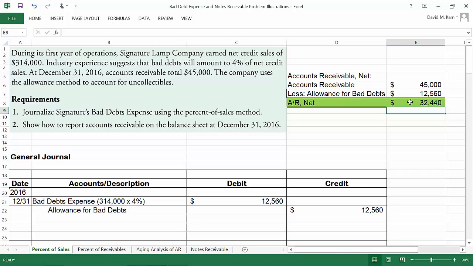Okay, so that concludes the percent of sales example for the allowance method and estimating bad debt expense. Let's pause here for a moment, and then we'll get to percent of receivables.